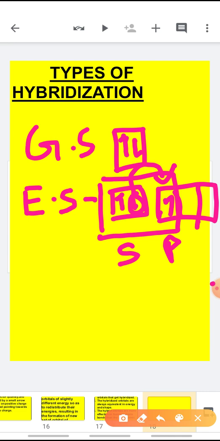Now what will happen? This sp hybrid orbital of beryllium will overlap with the p orbital of chlorine. Similarly, the other sp hybrid orbital of beryllium will also overlap with the p orbital of chlorine and the bond formation will take place. So such hybridization is called sp hybridization.